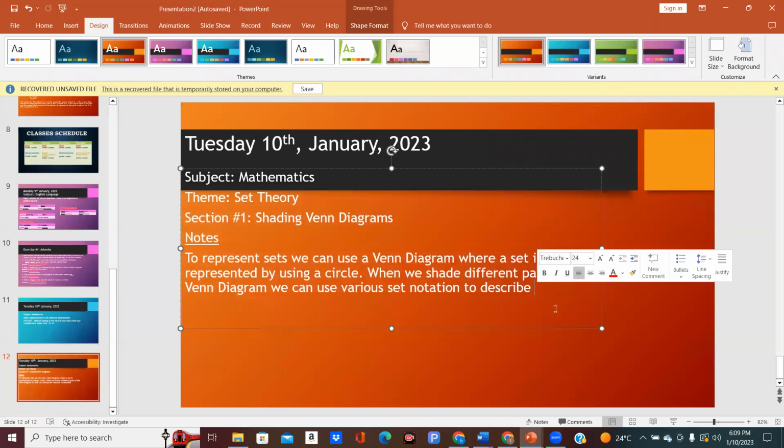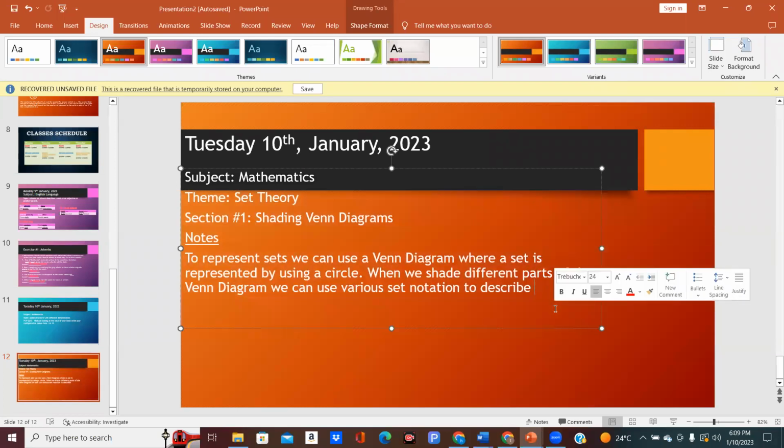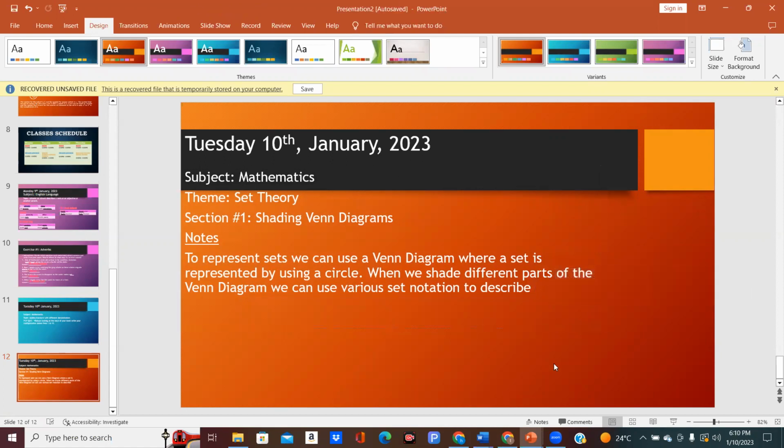So to represent sets, we could use a Venn diagram, and each set is represented by a circle. And the different parts of the Venn diagram, we could use different set notation to describe. When we shade different parts of the Venn diagram, we can use various set notation to describe the shaded region.